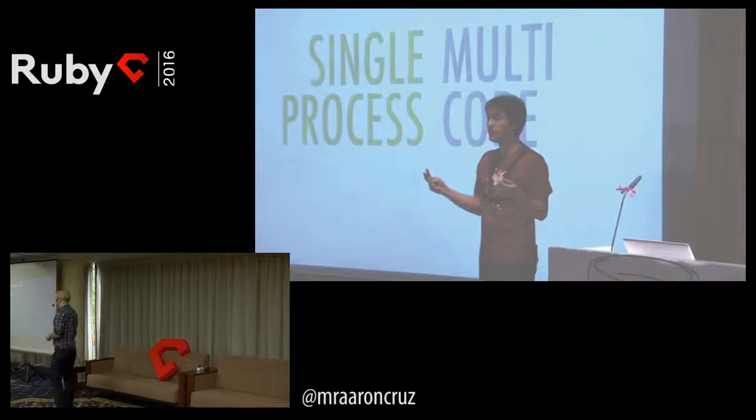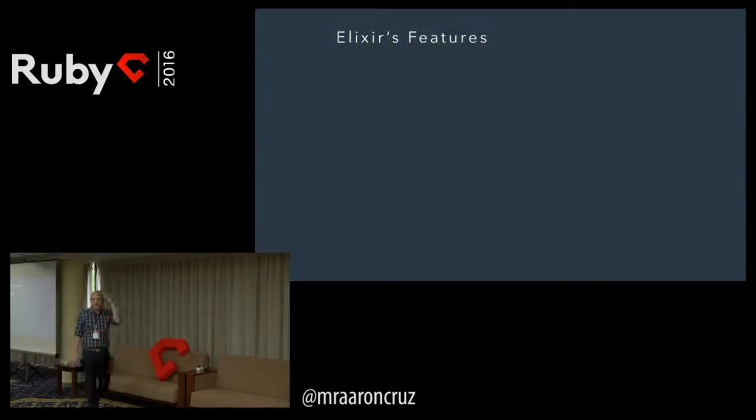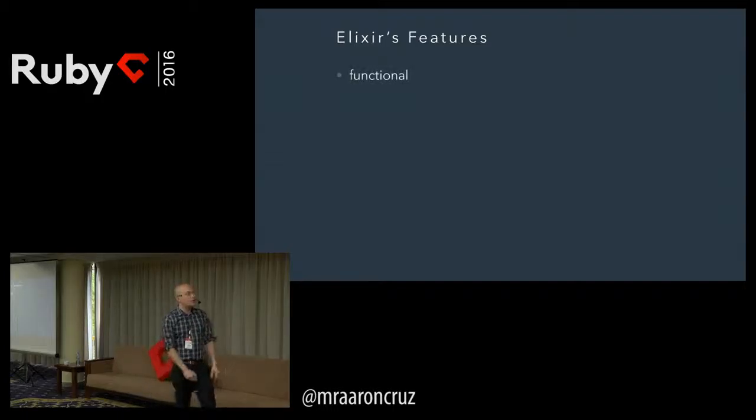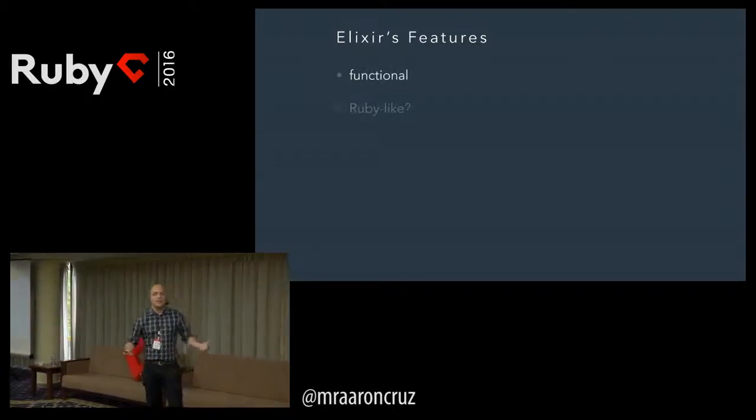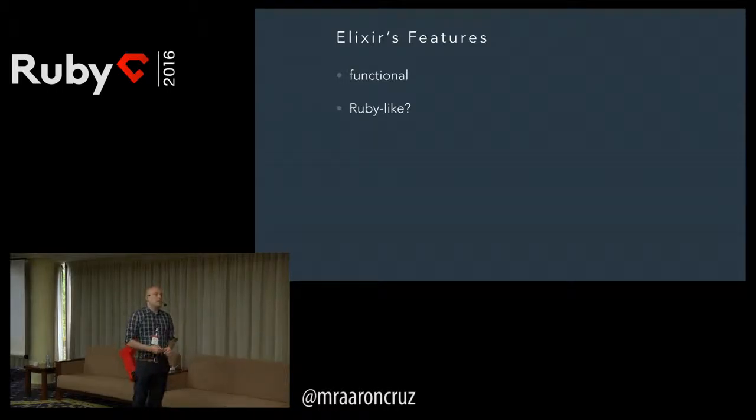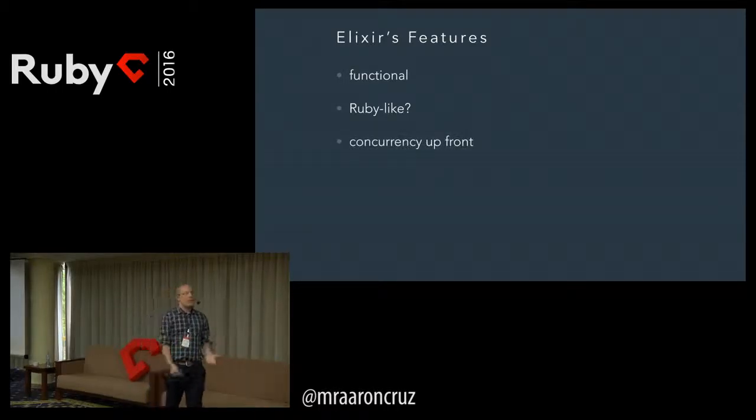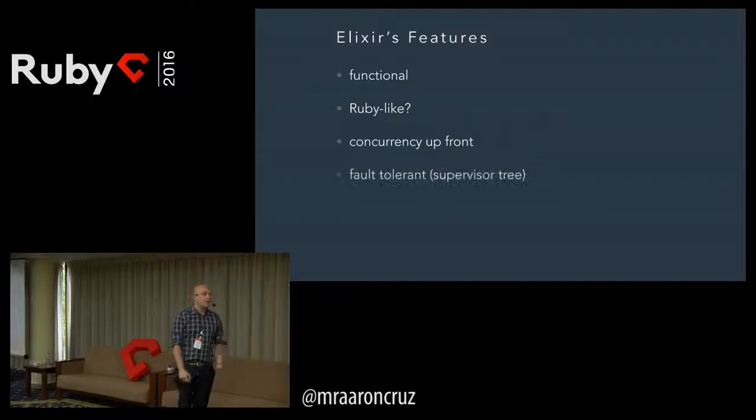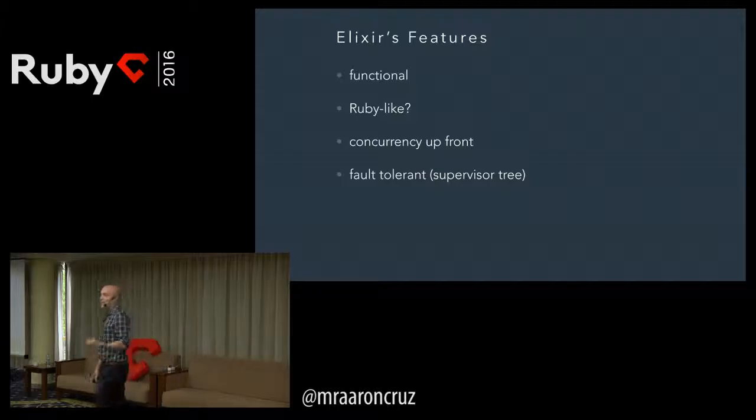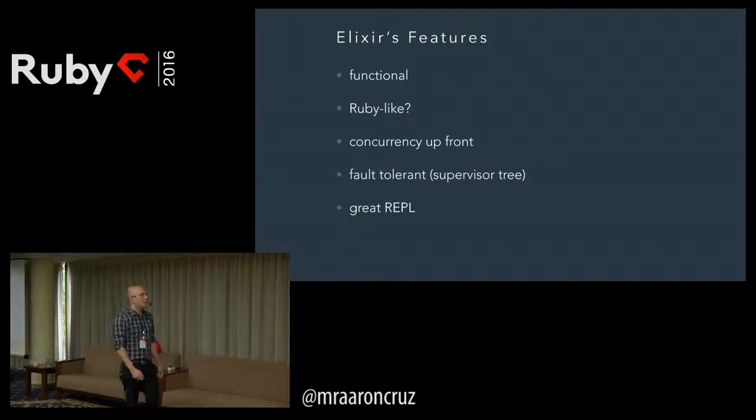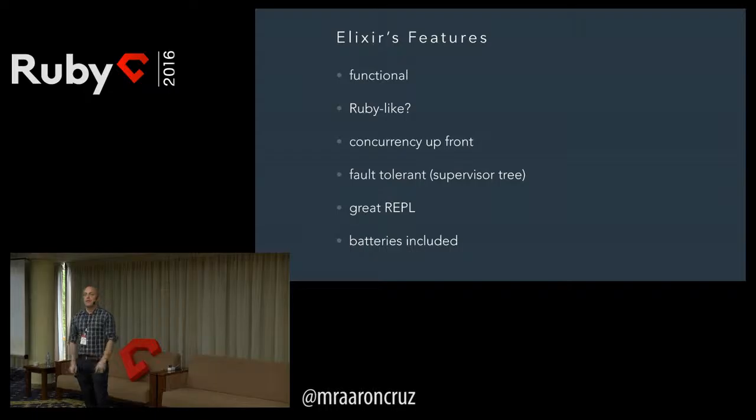Some of the features of Elixir: it's a functional programming language, which messes with your head a bit if you've never played with one. It's Ruby-like; the syntax is very similar. It uses the actor pattern. There's concurrency up front, and it's fault tolerant. We can talk about that in a second. And there's a REPL. REPLs are great. That's one thing I really don't like about Go, the REPL stuff feels awkward. REPLs are fun. And it has a good standard library, so batteries included.